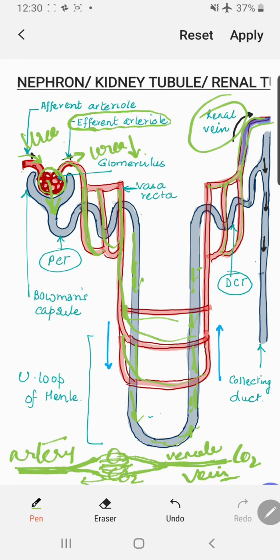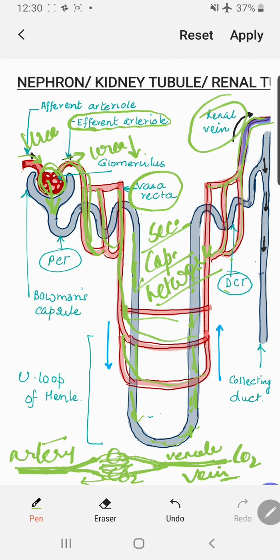This further branching is known as vasa recta. Please remember the name. Either you call it vasa recta, or it is also known as secondary capillary network, children. The primary network was the glomerulus, but the rebranching in the form of capillaries is the vasa recta. I hope this structure is clear to you.